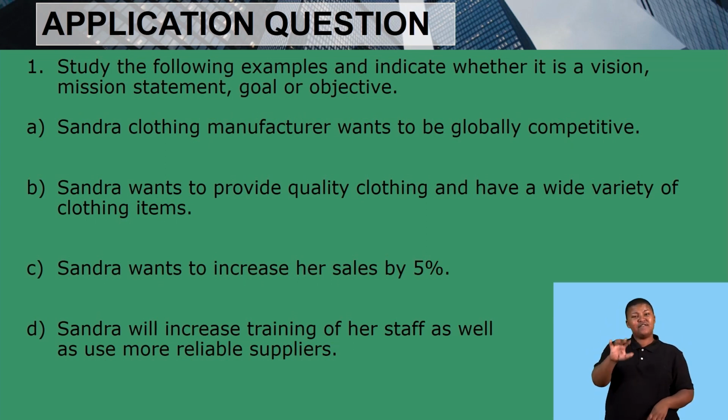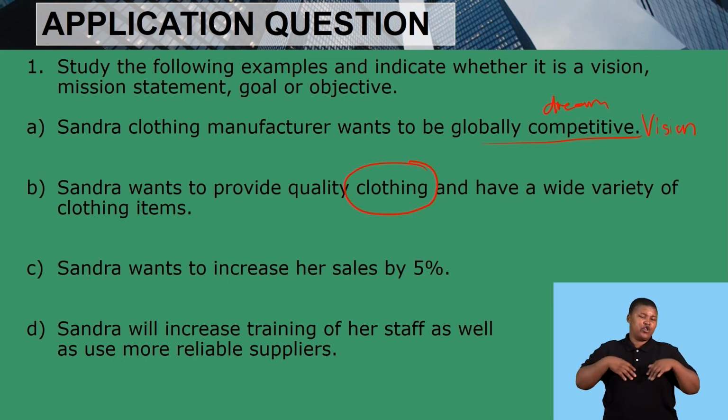So when we take a look again at Sandra's business and these statements they gave us, we will then see that the first one, Sandra, clothing manufacturer, she wants to be globally competitive. So this is her dream. So obviously this then will be her vision. The second statement specifically refers to the product, which is her clothing. So this is what she wants to achieve with her clothing, or what she wants for her clothing, her dream, you may say. And this, therefore, is her mission statement.